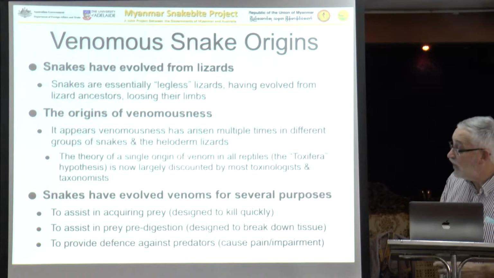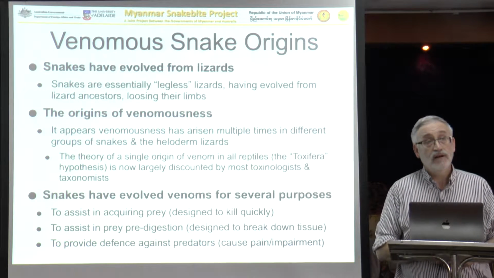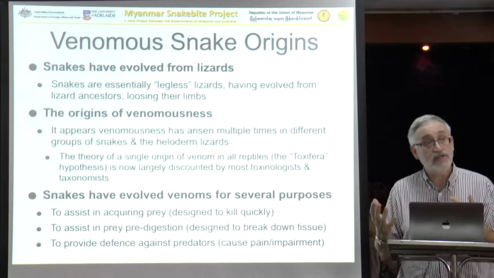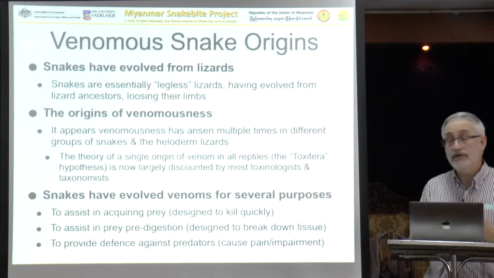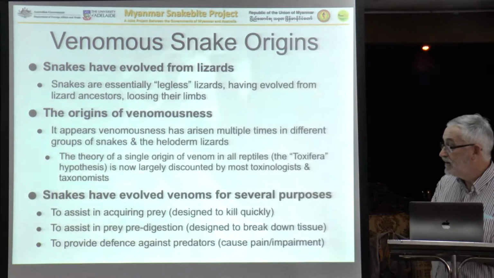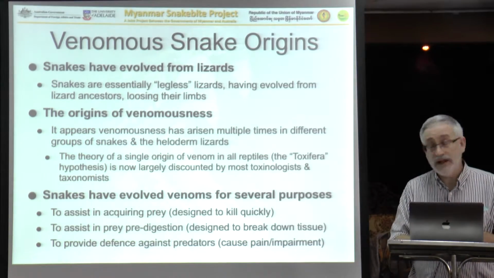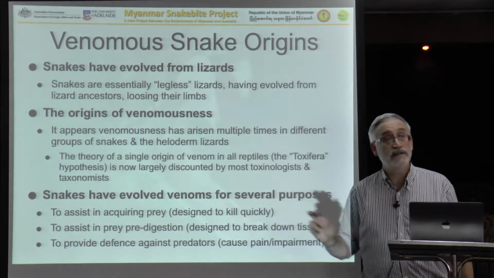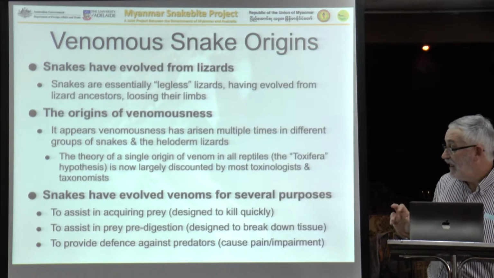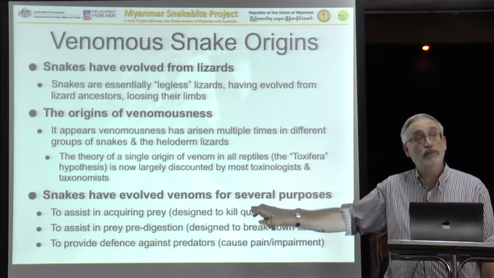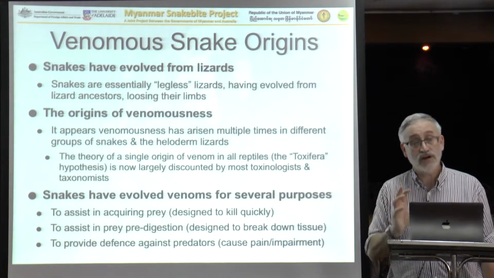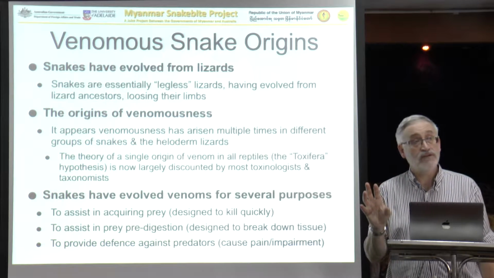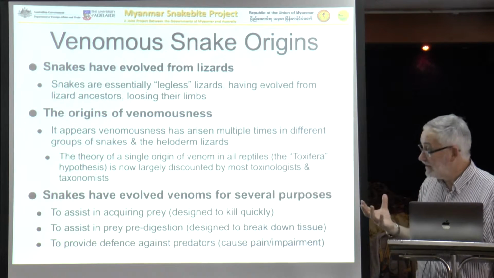So why have snakes evolved these venoms? Animals evolve their shape, their function, based on an advantage for that animal. Darwin's theory of natural selection. So what things can venom bring to the snake to help the snake? It can assist it in acquiring its prey. And so it may be designed to kill the prey quickly. So they need to be potent toxins. That might be a paralyzing toxin. It might be a toxin that causes bleeding or clotting.